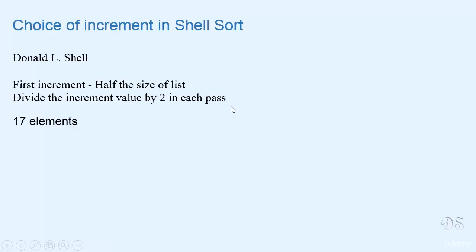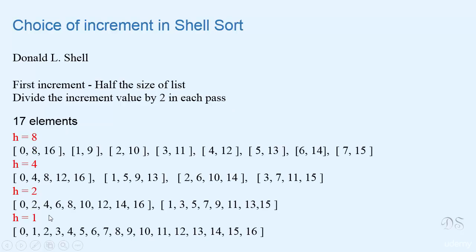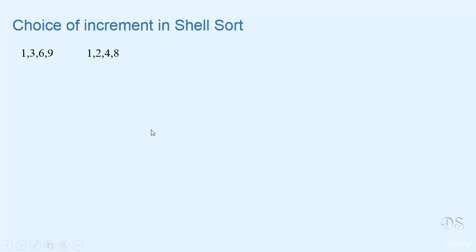So if we have 17 elements, the value of increments would be this. We'll have 4 passes and the sublist form would be this. These are the subscripts of the elements. So we can see that in this case, the elements at odd positions and the elements at even positions are not compared until the last pass. They are compared only in the last pass. So this choice of increments is not a good one.